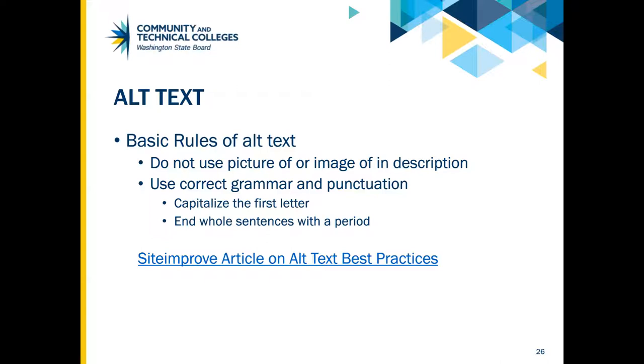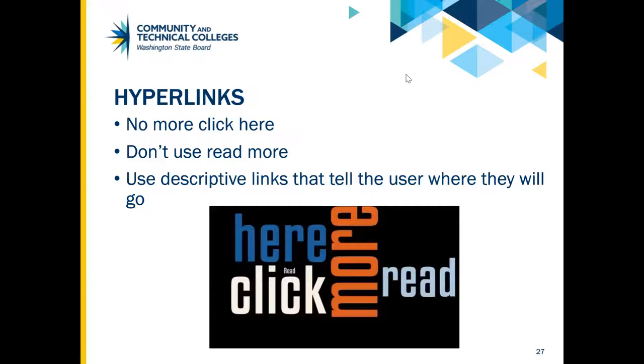Hyperlinks. No more "click here." Hyperlinks need to be descriptive. "Click here" and "read more." Do not tell a screen reader user if the link is worth clicking on, because they don't know where it will go. Since screen readers can read all the links at once, "click here" is useless and many "click heres" are annoying. Sean will demonstrate this in his section.